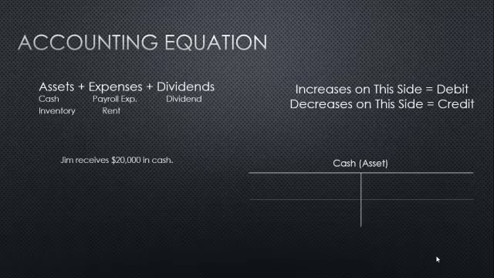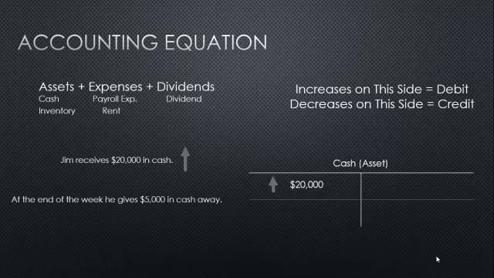Jim receives $20,000 in cash. So what happens? He's getting more cash, so cash is going up. So if this was the cash account, I'm going to debit because this left side, I'm going to increase. If it increases, I'm going to debit. If it decreases, I'm going to credit. Okay? So the amount of cash that Jim receives is $20,000. That means he received it. It went up. So I'm going to debit $20,000 because that means it went up.